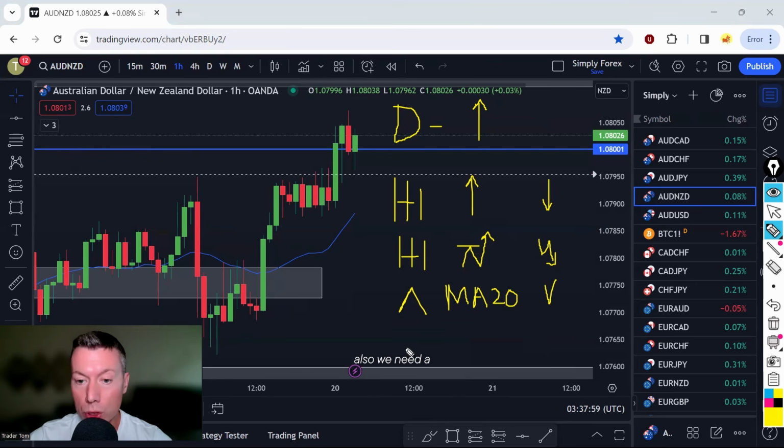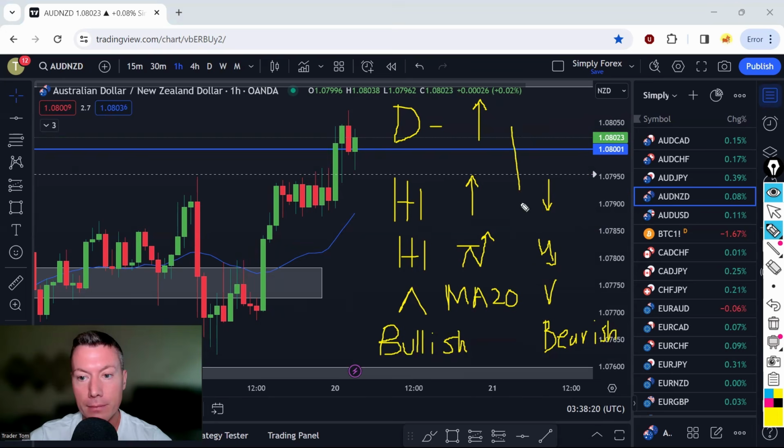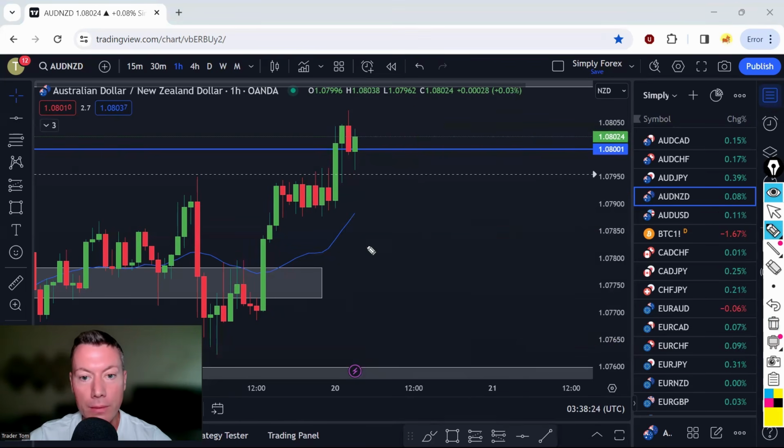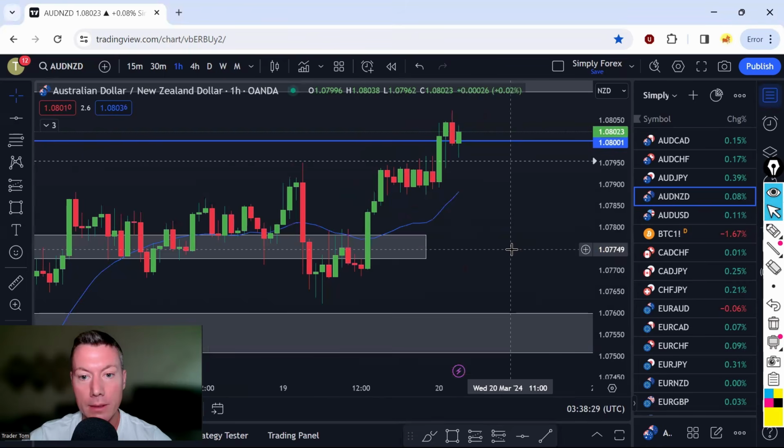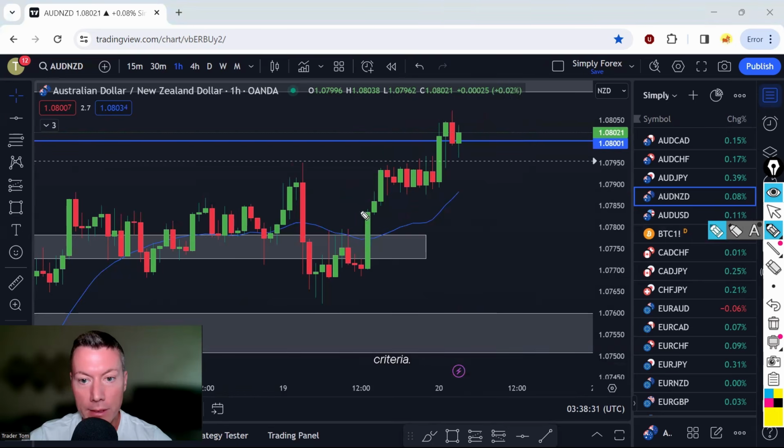And also we need a bullish H1 candle. It's all about the H1. And obviously if it was a downtrend, a bearish candle. So that's what we're looking for. But obviously this one was a daily uptrend, so I'm looking for buys. So let's go through that criteria.